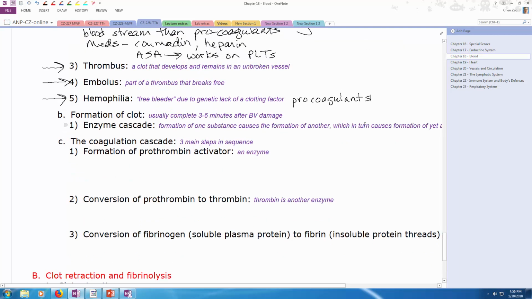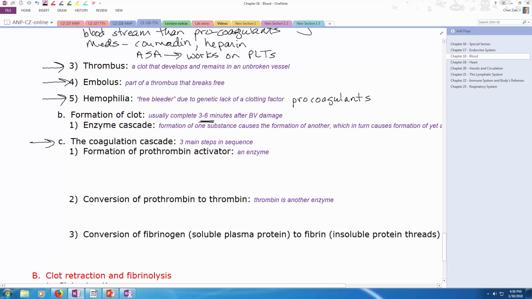So now let's go into the formation of the clot. And remember, there are 3 distinct steps that are going to have to happen, and that's what we have here in the coagulation cascade. A clot is usually completed within 3 to 6 minutes after blood vessel damage.